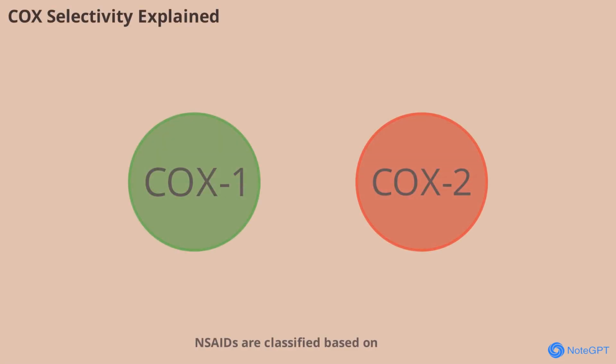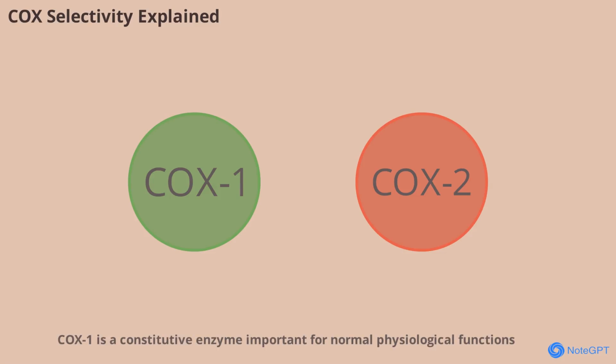NSAIDs are classified based on their selectivity for cyclooxygenase (COX) enzymes, COX-1 and COX-2. COX-1 is a constitutive enzyme important for normal physiological functions like protecting the gastrointestinal tract and maintaining renal function. COX-2, on the other hand, is induced during inflammation, leading to pain, fever, and swelling. Non-selective NSAIDs inhibit both COX-1 and COX-2, while COX-2 selective NSAIDs target only COX-2, aiming to reduce gastric side effects. However, in practice, both types have similar safety considerations and their selection depends on individual patient risks.